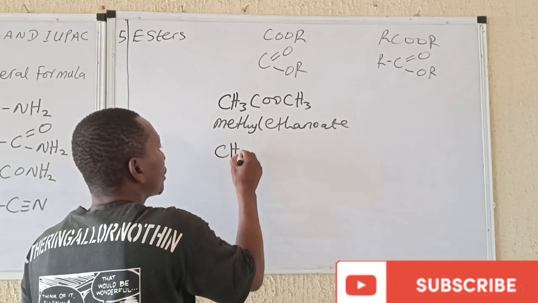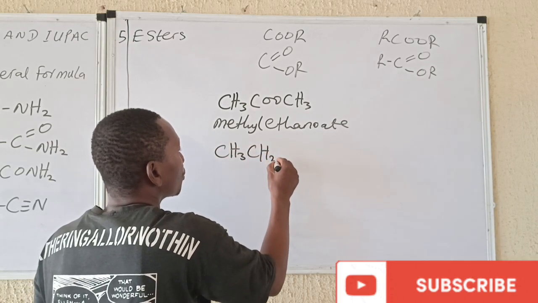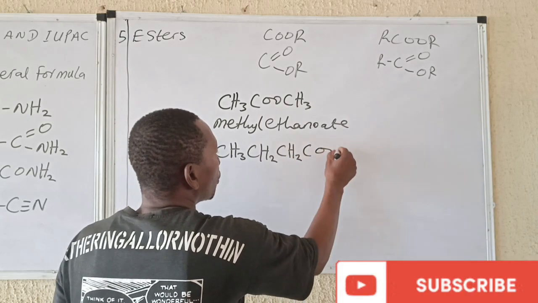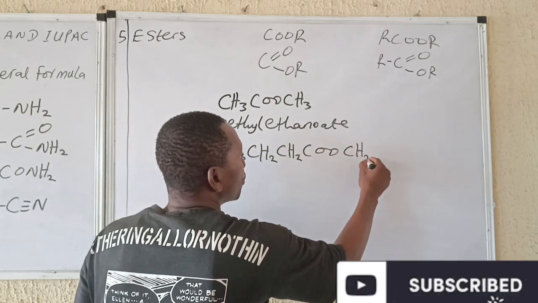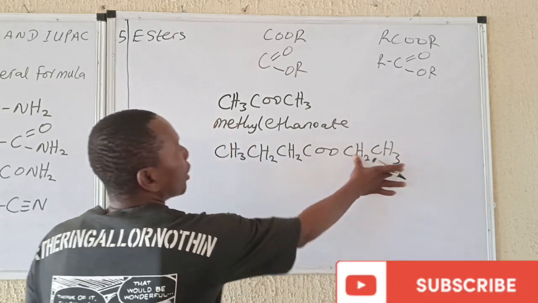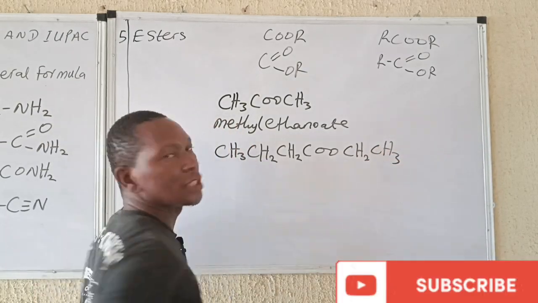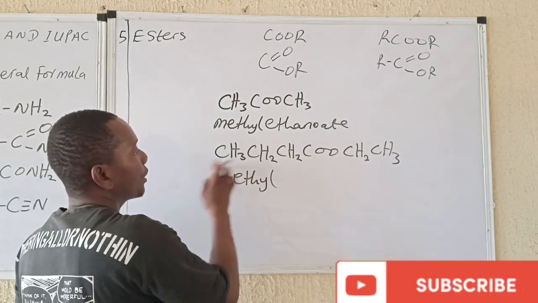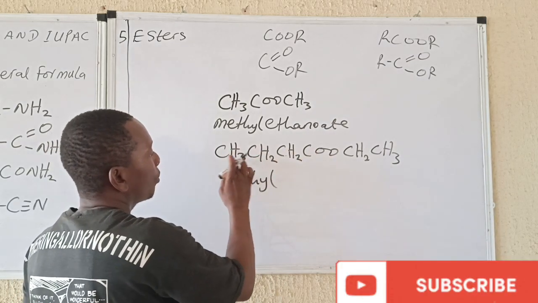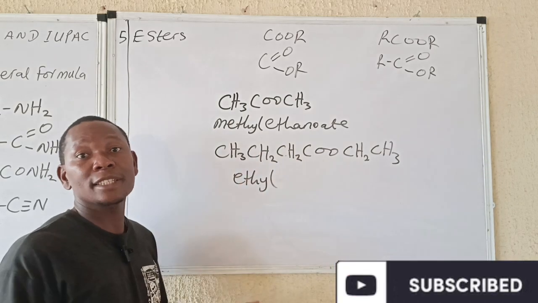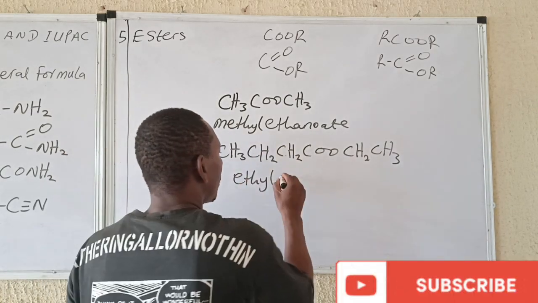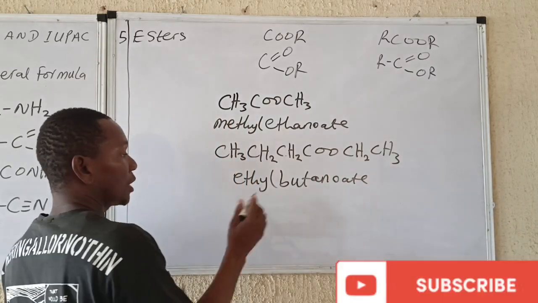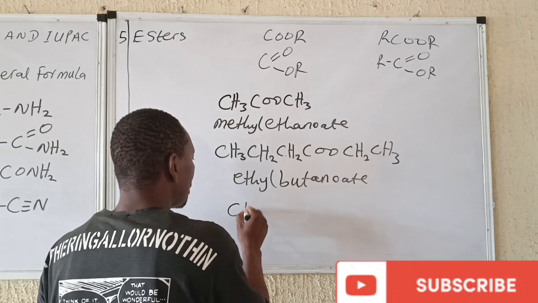What about if we now have an ethyl group here? We have CH3, CH2, CH2 again, COO. Then we now have CH2, CH3. So what is at the front? 1, 2. This is an ethyl. So now we have ethyl. What do you have here? 1, 2, 3, 4. So 4 is butane, right? In this case, it will now be butanoate. Butanoate.